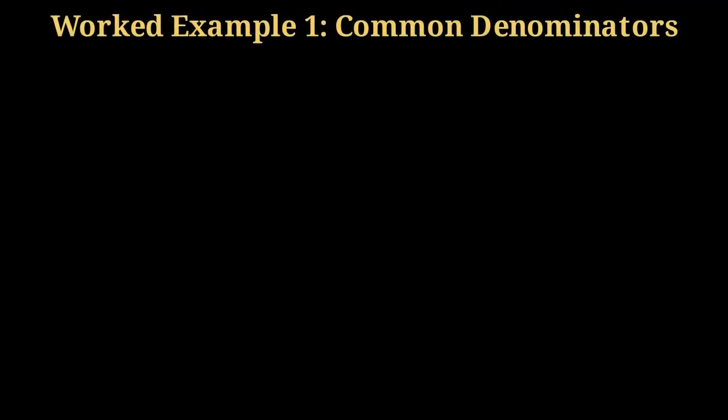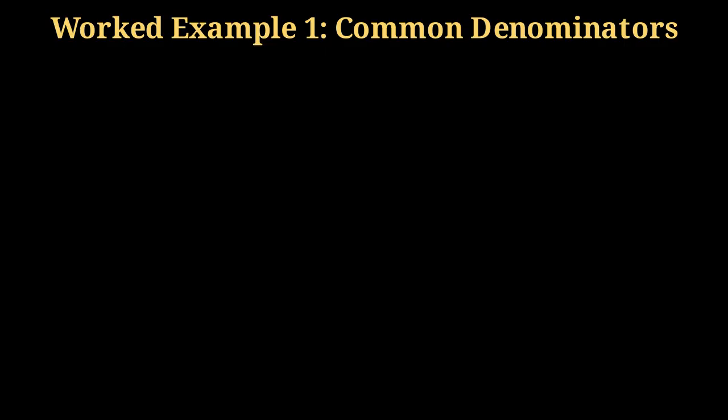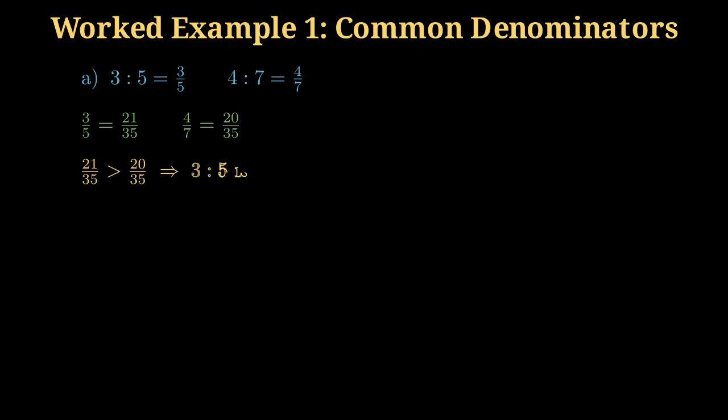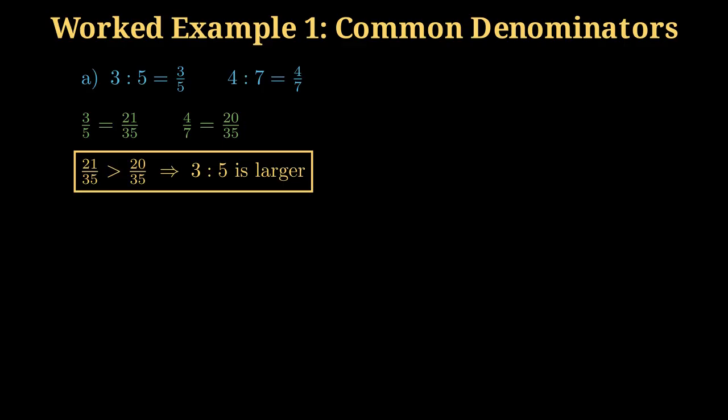Worked example 1, the common denominator method. A, which ratio is larger, 3 to 5 or 4 to 7? Step 1, write each ratio as a fraction. 3 to 5 is 3/5, 4 to 7 is 4/7. Step 2, a common denominator. The LCM of 5 and 7 is 35. 3/5 is 21 over 35, and 4/7 is 20 over 35. Step 3, compare the numerators. 21 beats 20, so 3 to 5 is the larger ratio. So 3 to 5 is larger than 4 to 7.